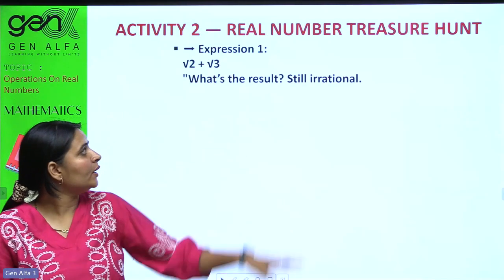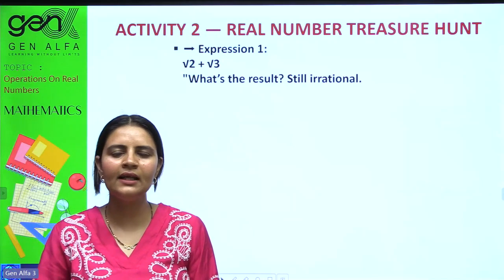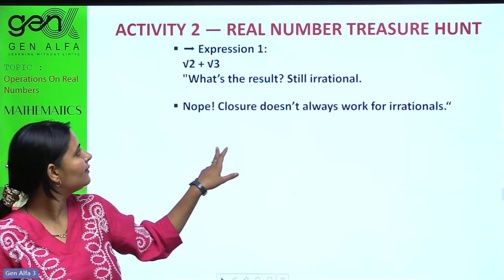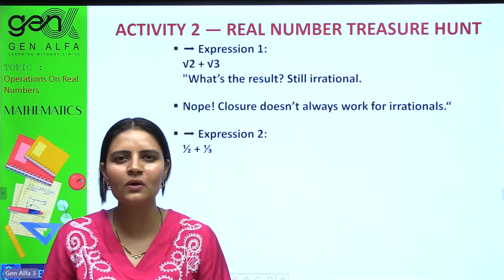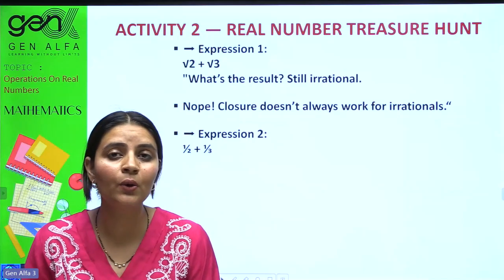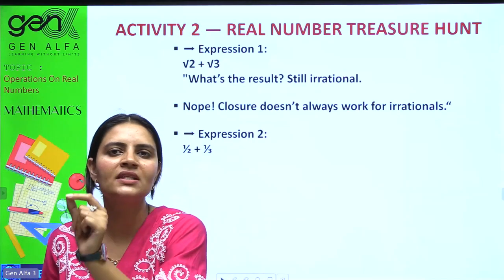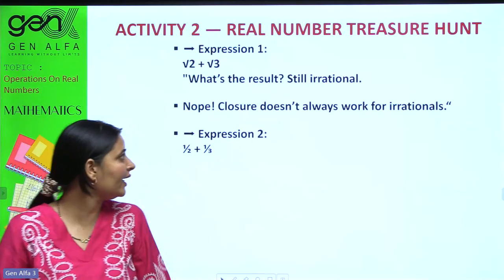Under root 2 plus under root 3, what is the result? Still irrational. What do you think? Yes, but not always. In this example it goes, but in which example doesn't it? Under root 2 minus under root 2 gives you 0, a rational number. So the closure property is not satisfied.